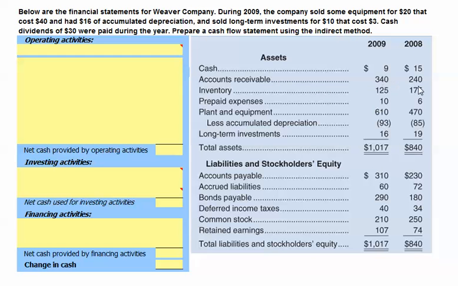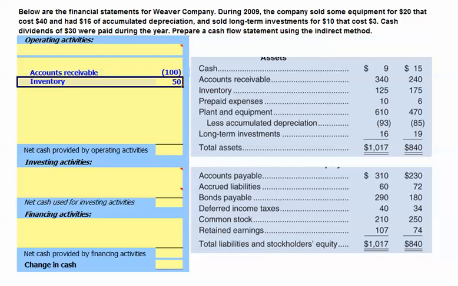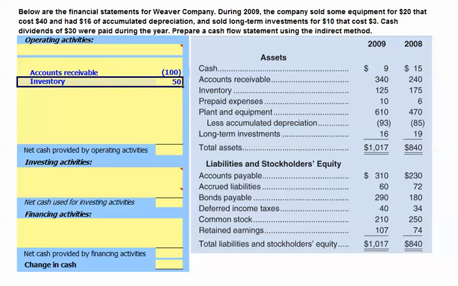Accounts receivable increased from $240 to $340. This is a $100 change. An increase in assets will show up on our cash flow statement as a use of cash. Next, we have inventory. Inventory decreased during the year from $175 to $125. This $50 decrease in inventory will show up as a $50 source of cash. Prepaid expenses increased by $4 during the year. This is a $4 use of cash, again, in the operating section of our cash flow statement.